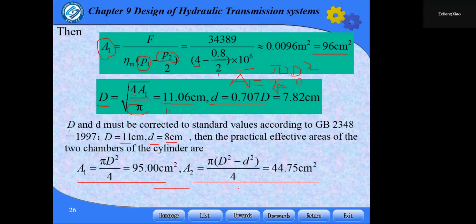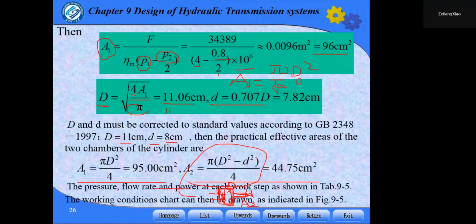This is the back area. The piston in the cylinder, this form. This is D. This is d. So we get the area A2, calculated in this equation.